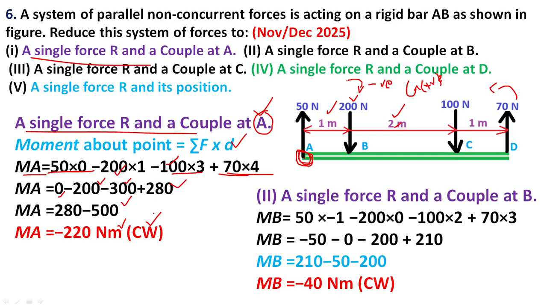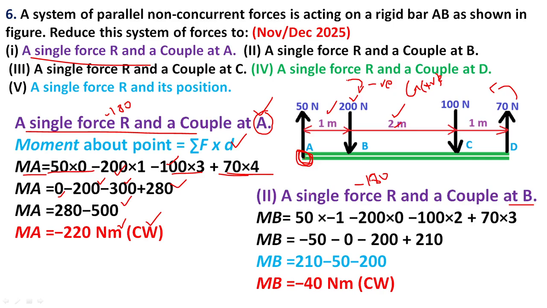So the moment is clockwise. Then next, to find the single force R and couple at B: the single force R is already known, minus 180. Here also the single force is minus 180 for all cases.